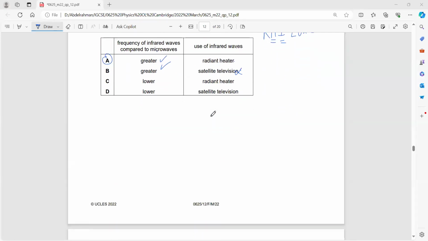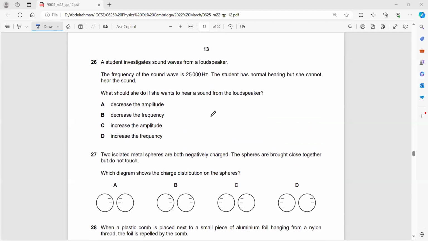Question 26. A student investigates the sound waves from a loudspeaker. The frequency of the sound is 25,000 hertz. The student has normal hearing, but she cannot hear the sound. What should she do if she wants to hear the sound from the loudspeaker? Should she decrease the amplitude or the frequency? Should she increase the amplitude or the frequency? Any ideas?